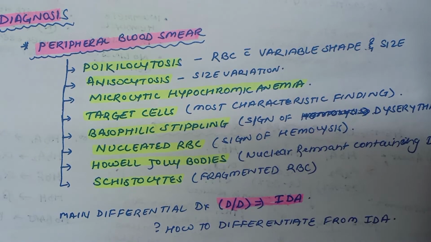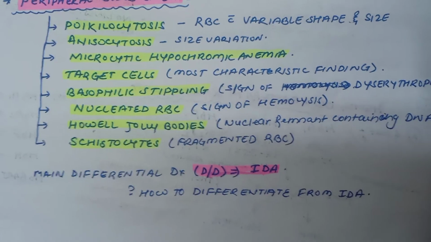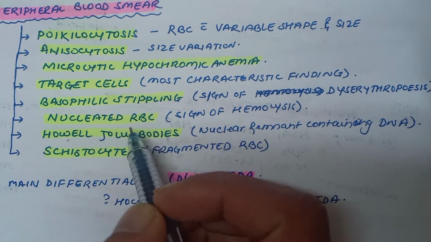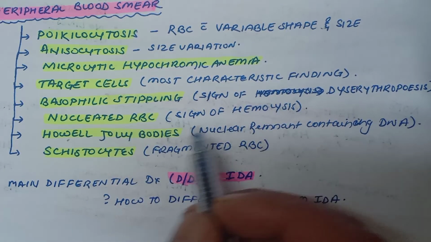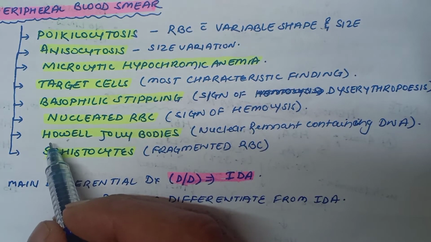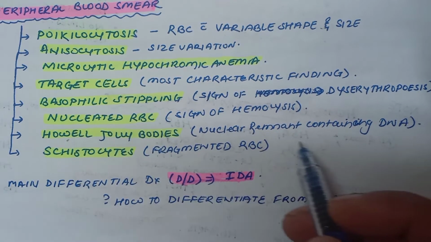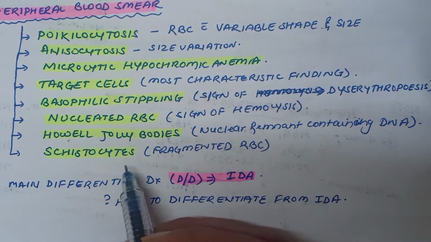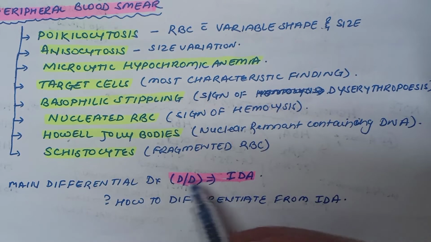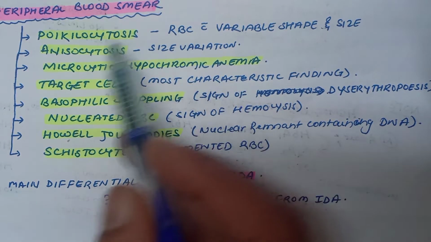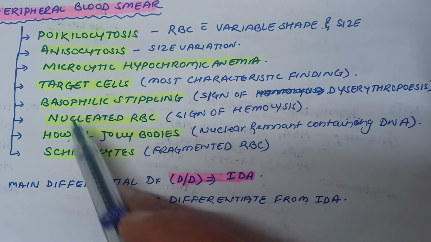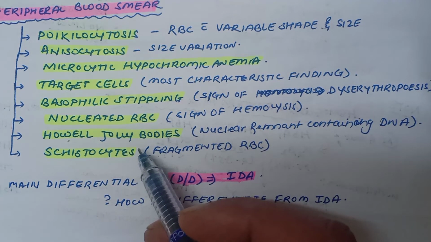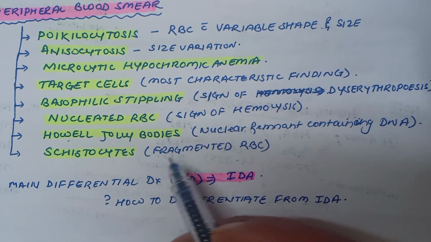So basophilic stippling is also a sign of dyserythropoiesis. You will also be able to see nucleated RBC, which is a sign of hemolysis. There may also be presence of Howell-Jolly bodies, which is a nuclear remnant containing DNA, and schistocytes. The schistocytes are fragmented RBC. So there are some findings which are similar to that of iron deficiency anemia. So the main differential diagnosis of thalassemia can be iron deficiency anemia.